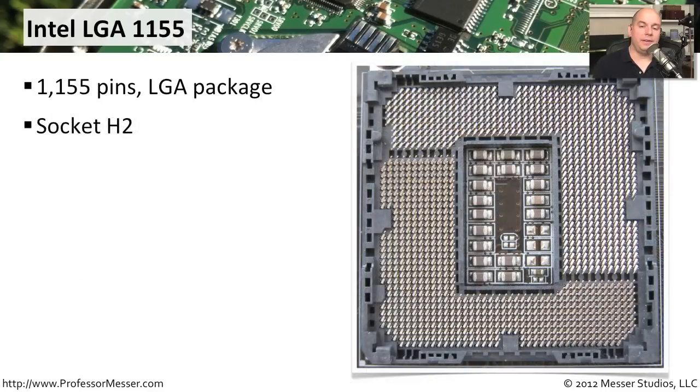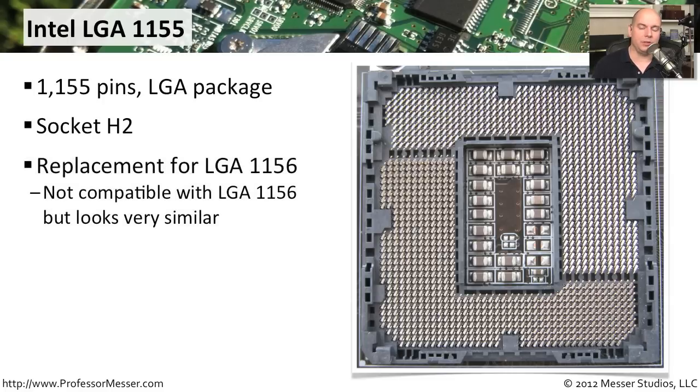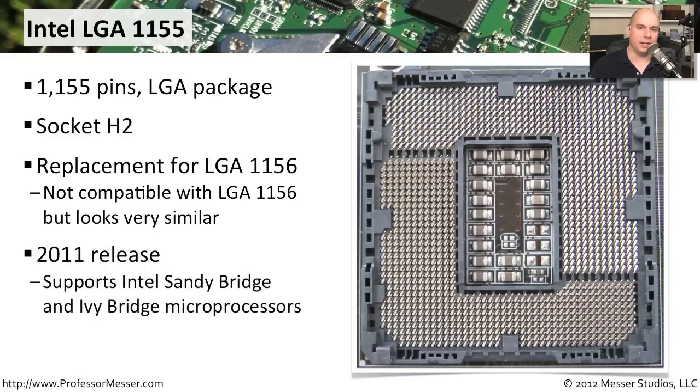The LGA 1155 has 1,155 pins. You may also hear this called a socket H2. And although it's very close to looking like an LGA 1156, there's only one pin difference between those. There is not a compatibility between those chips. You can't use them on different motherboards. This LGA 1155 was the next generation of processor sockets for Intel. It was released in 2011, and it supported the latest generation of Intel's Sandy Bridge and Ivy Bridge processors.